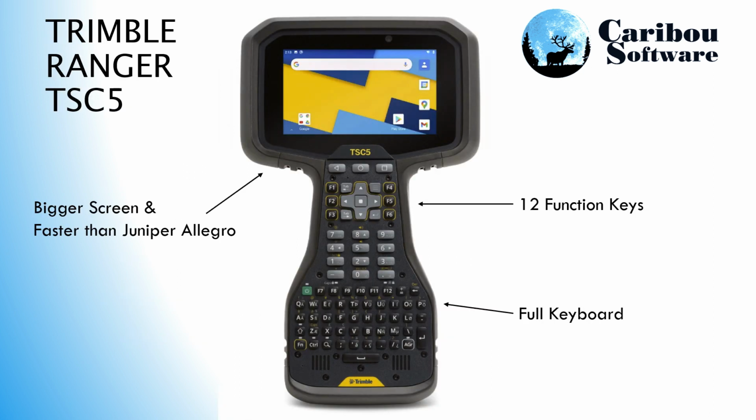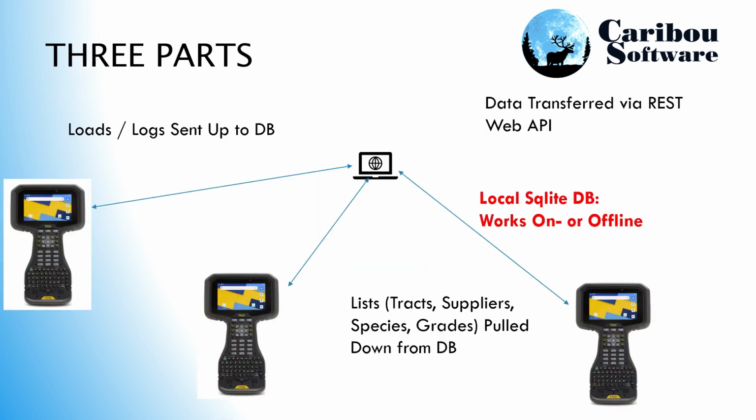And Trimble's Ranger TSC5 has a bigger screen and is faster than the Juniper Allegro. It has 12 function keys. It has a full numeric keypad. It has a full alphanumeric keyboard.